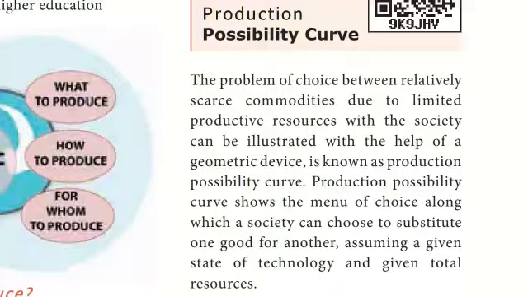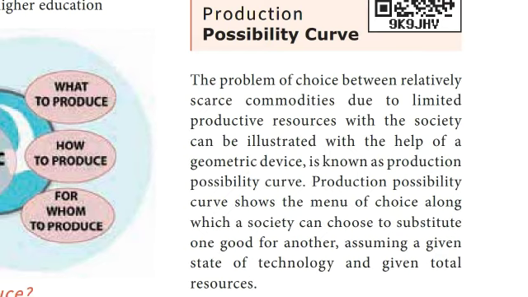Question number 19. Explain the production possibility curve with the help of a diagram. Student, take page number 17. Production possibility curve, meaning: the production possibility curve shows the menu of choice along which the society can choose to substitute one good for another, assuming a given state of technology and given total resources.